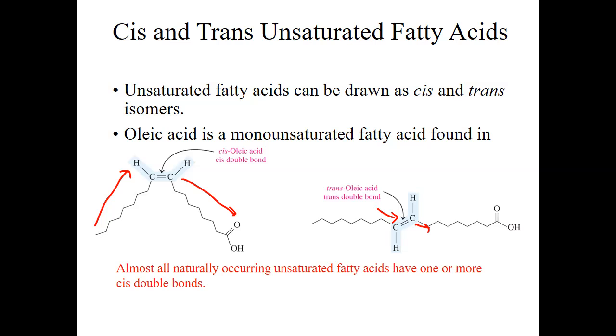Now, based on these structures, which isomer would we expect to have a bigger impact on melting point? Which one's going to have a harder time stacking together? The cis isomer or the trans isomer? All right, why?